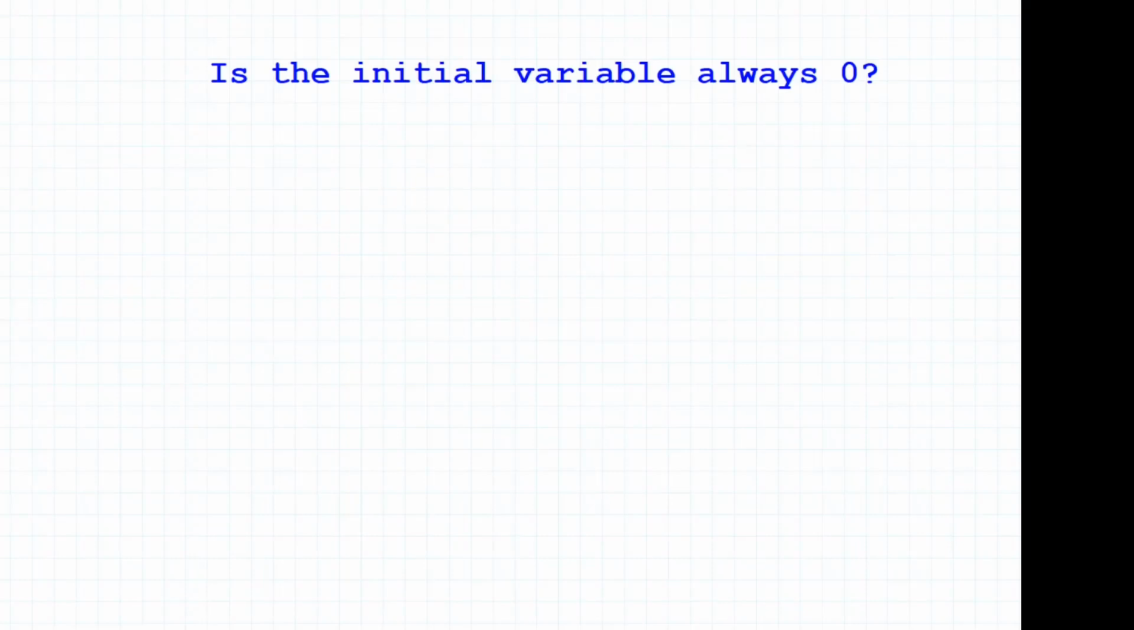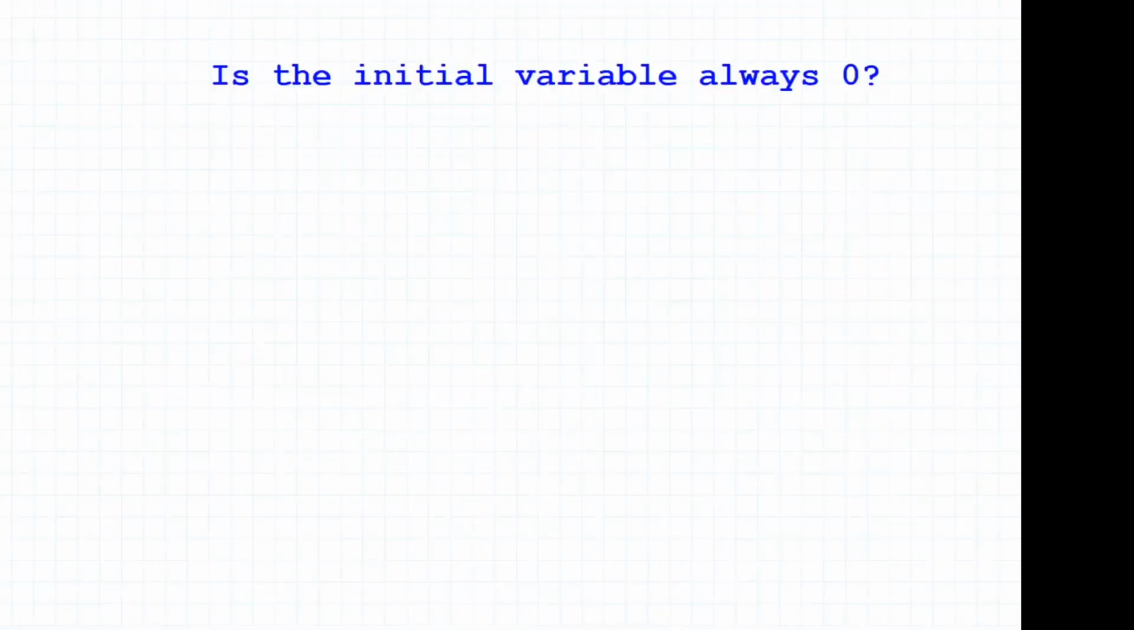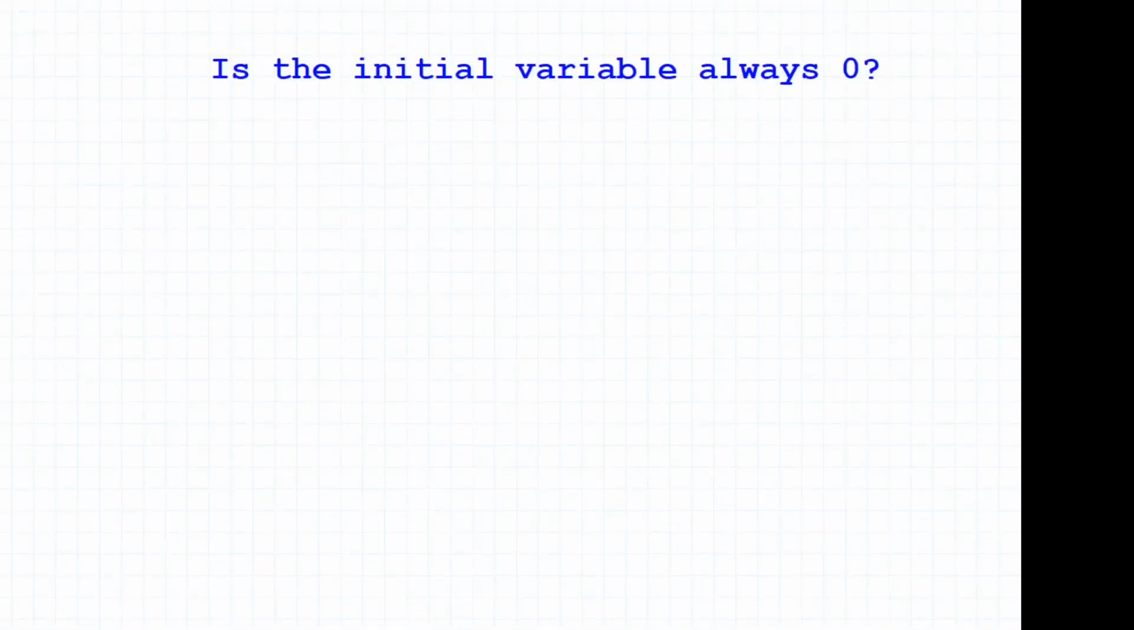So, one final question, is the initial variable always 0? So you can see here, I set the initial variable value to 0. Here, I set it to 0. And is it always 0? And the answer to that is no, it is not always 0. It depends on what you want to accumulate.